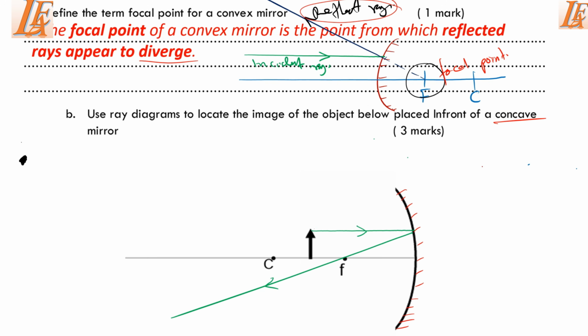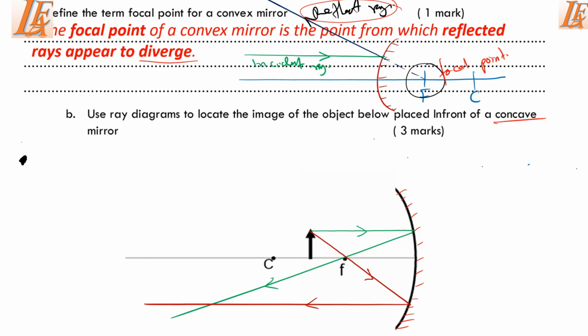Then the second ray that we're going to use here, we can use a ray from the tip of the object through the focal point, like this. In this case, let me use a red pen. So we are going to have another ray from the tip of the object passing through the focal point to the mirror, like that. After reflection, this ray will be reflected parallel to the principal axis, like that.